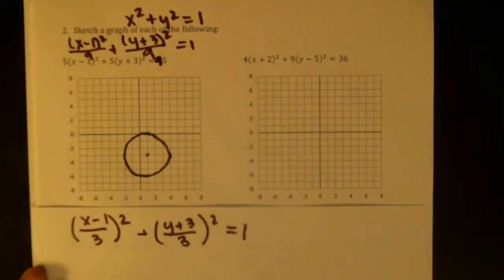Okay, not too terrible anyways. So circle with radius 3 centered at (1, -3) is what I ended up with here.